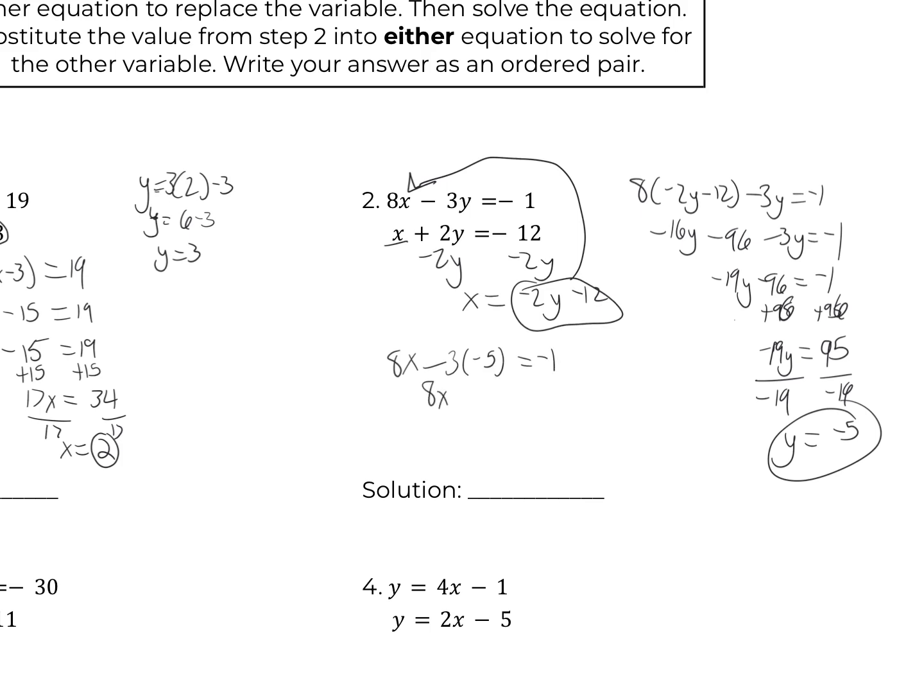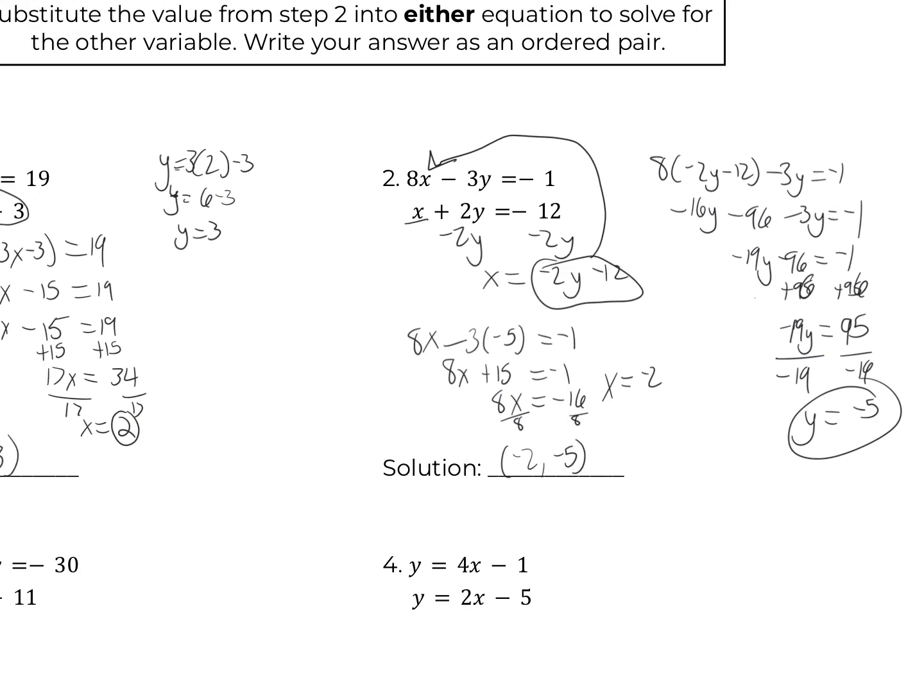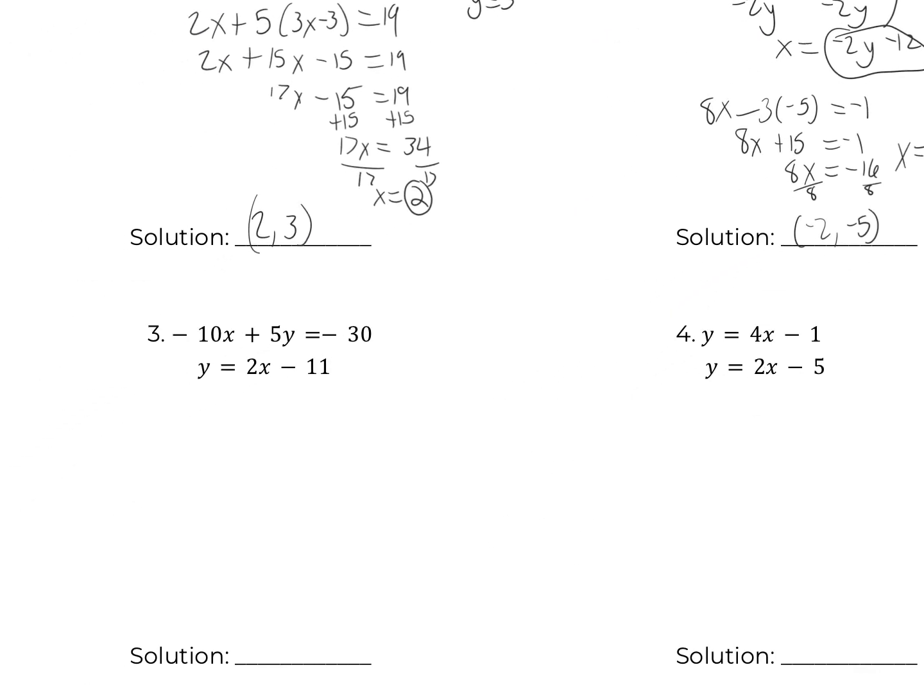Negative 3 times negative 5 is positive 15. So if I subtract 15 from both sides, I get 8x equals negative 16. Divide both sides by 8. I get x is equal to negative 2. So my solution is (-2, -5), and that is where those lines intersect.